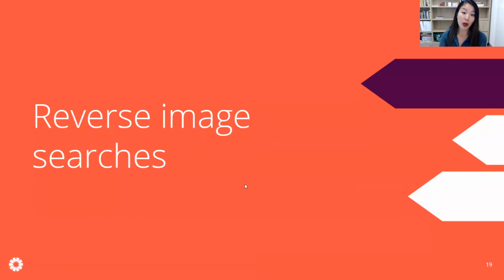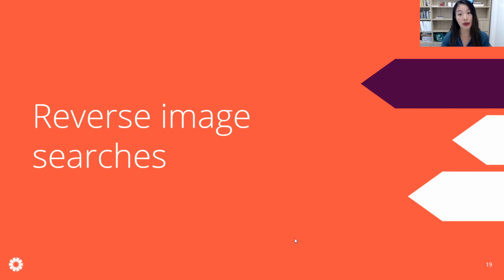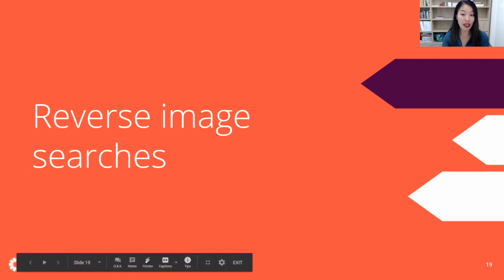One of the quickest ways to find the provenance of an image is to do a reverse image search. It's a quick way to see if there are other versions of a piece of visual media on the web. And we're going to talk about the differences in a few different image search tools.